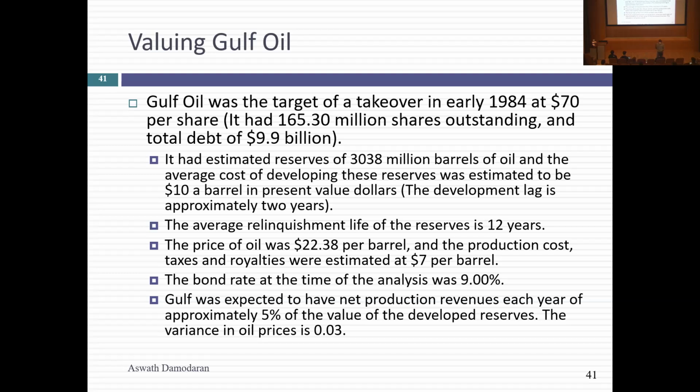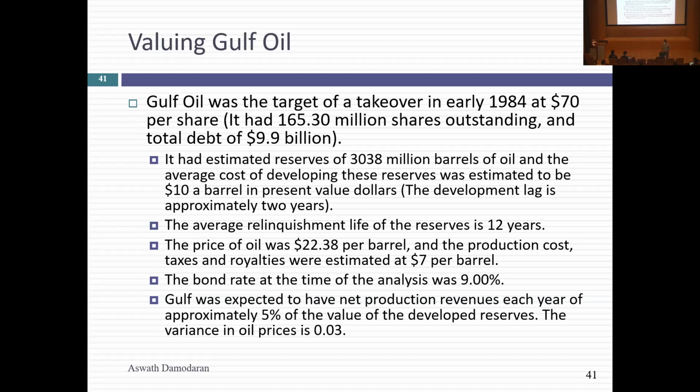They have 12 years of life left on these reserves. Right? Different parts of the world, they have rights for different periods, 3 years, 5 years. The weighted average is 12 years. The oil price, when I did this, was $22.38. So different age, right? 40 years ago, oil price for $22.38. And the variable cost of actually extracting the oil from these reserves is $7 a barrel. So they're making $15.38 a barrel. So file that away. If they develop the reserves today, they'll make $15.38 a barrel.